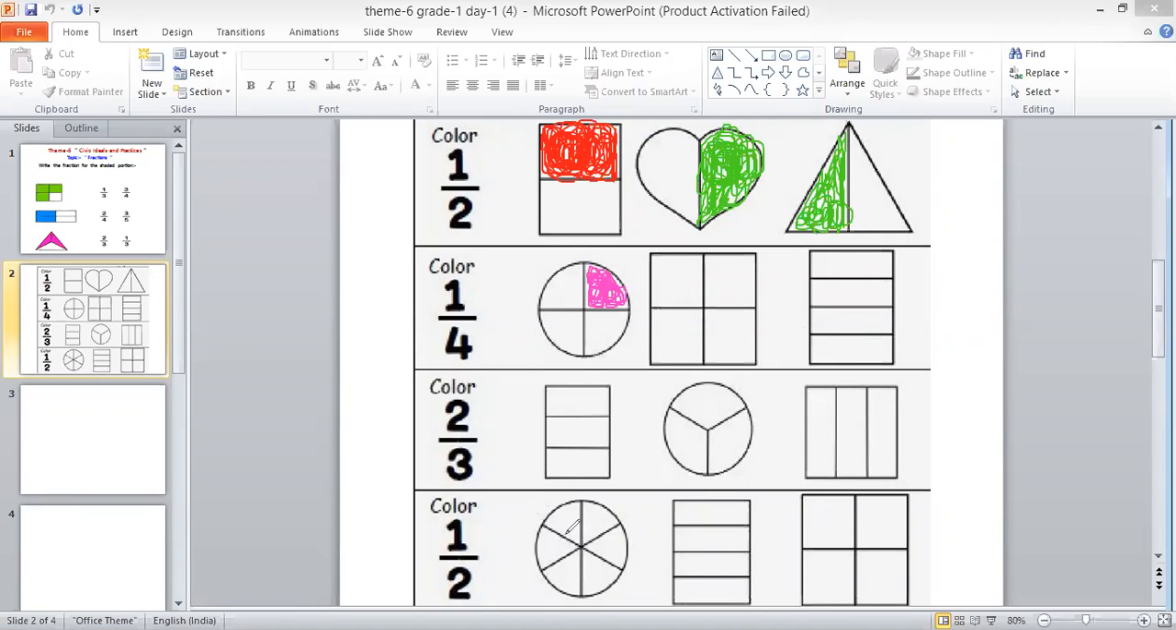Tarini? Yes, now the next shape. It's a square. Now tell me, out of 4 parts, how many will we color? We'll color 1. Yes, that's correct. Then it will be 1 by 4. Yes, the fraction is 1 by 4. So out of 4, we will color only one part of it.